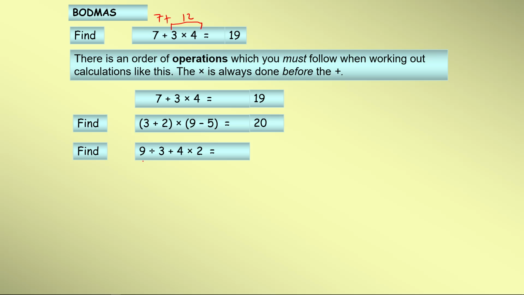Well, let's have a look. We've got to do this division here first. 9 divided by 3 is 3. And then we've got 4 times 2, which is 8. And then we've got to add them together. 3 plus 8 gives you 11. So you should add 11 for that question. Let's look at why, what the order of operations are, which ones we must do first.